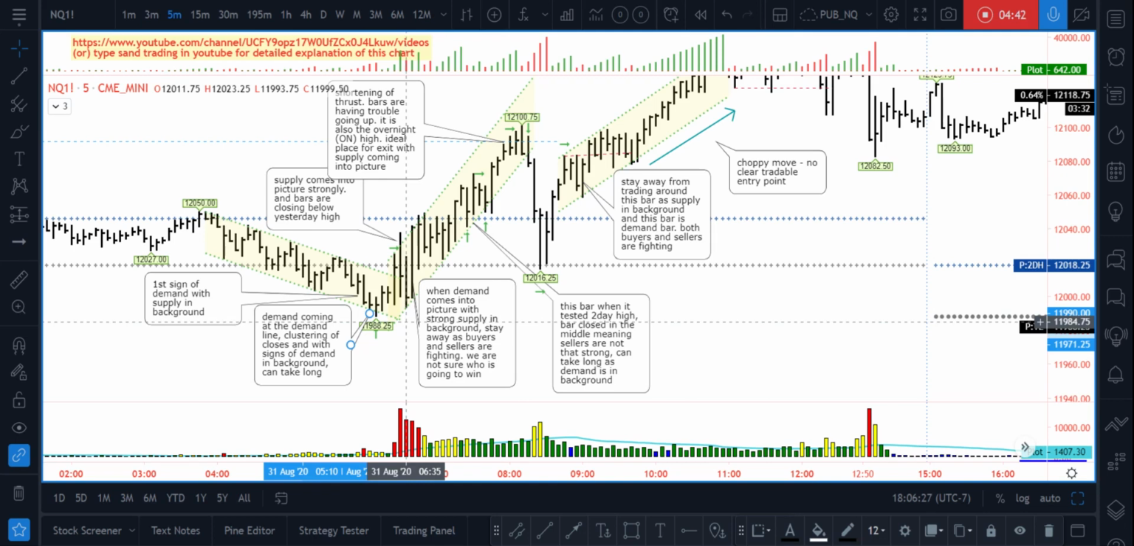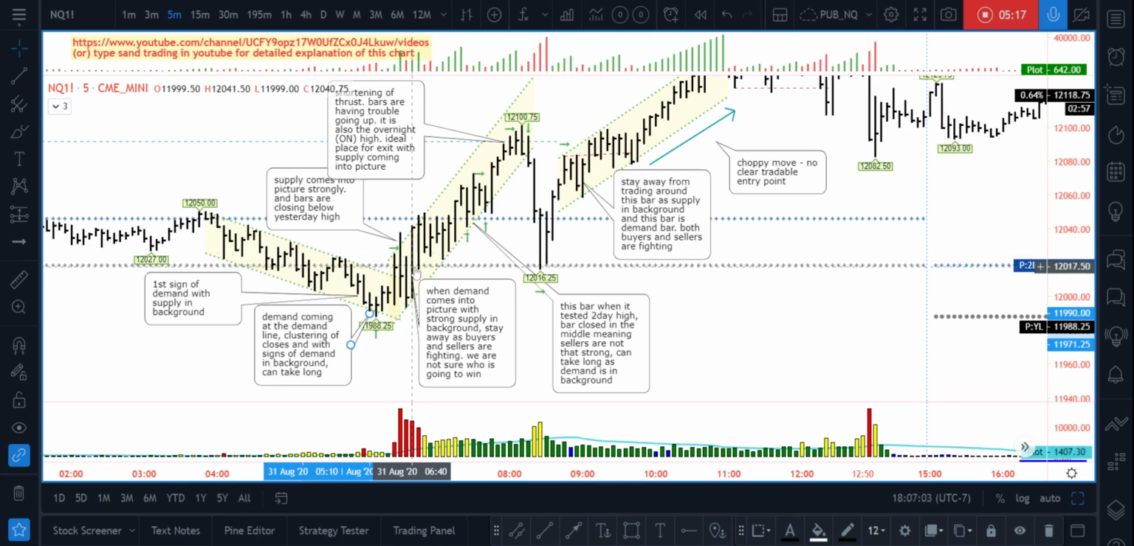And then see the next bar, it still pushes further down, and then closes way below the previous close. So by this time you may be thinking, okay, now supply is coming into the picture, right? And then see the next bar, it starts breaking up and then closing above. This is where you have to be cautious, because now the supply is in the background, and now this demand came up. So we don't know what's going to happen. It is better to stay away.